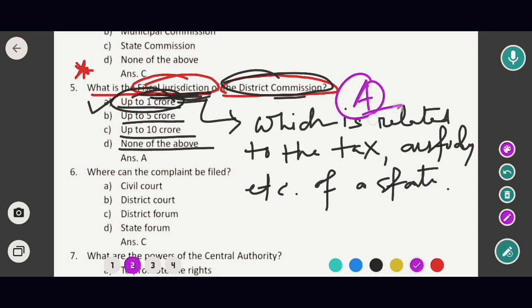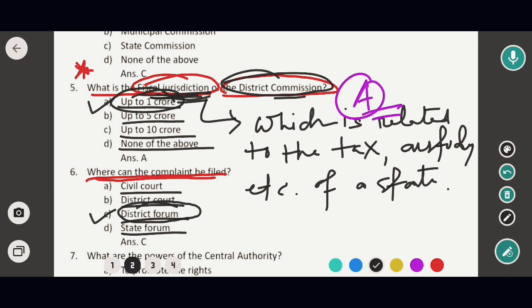Okay, so now moving to the next question. Next question is about where the complaint can be filed. Very important question. Options are civil court, district court, district forum and the state forum. The correct option would be option C, that means a complaint can be filed directly to the district forum. So the correct option would be option C.